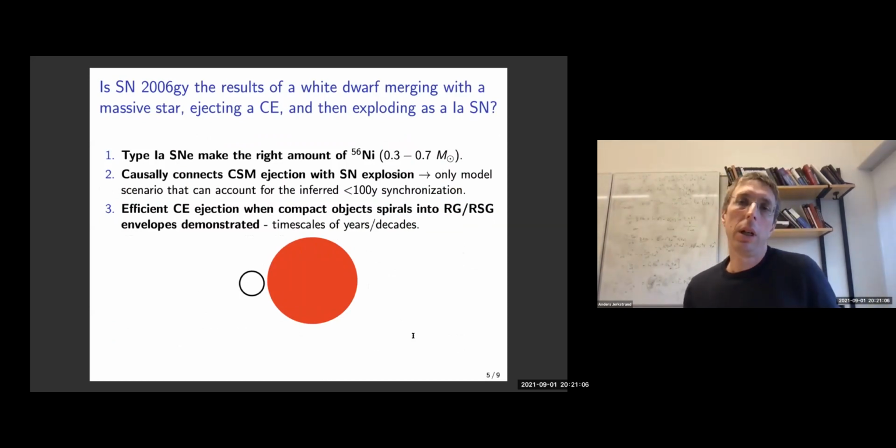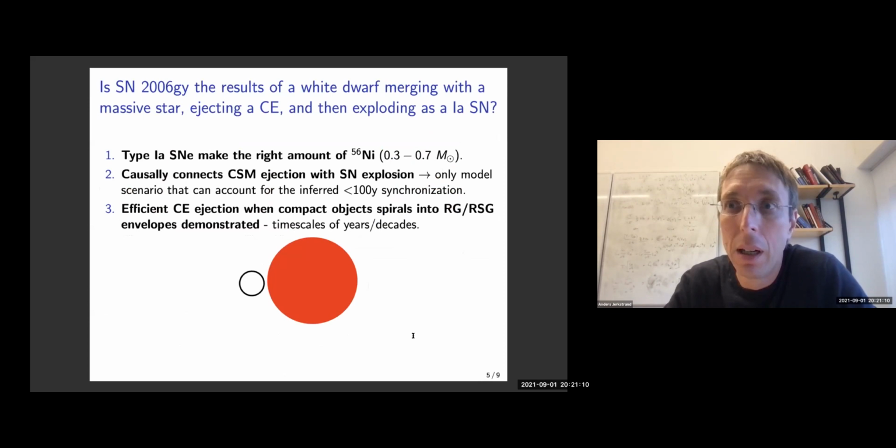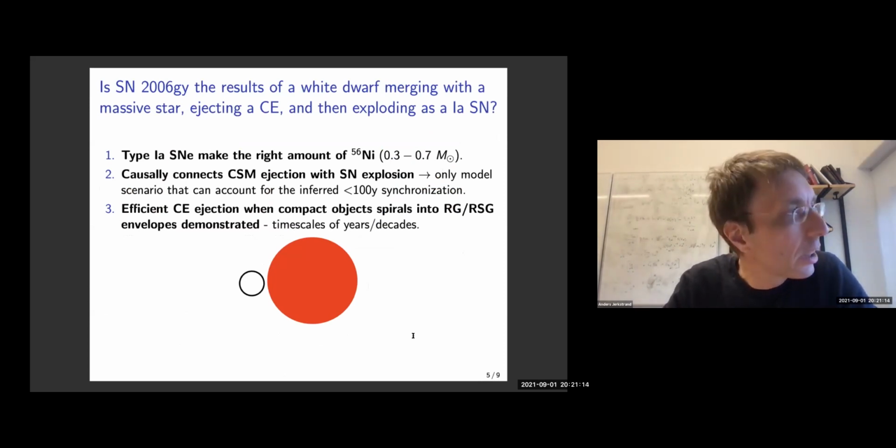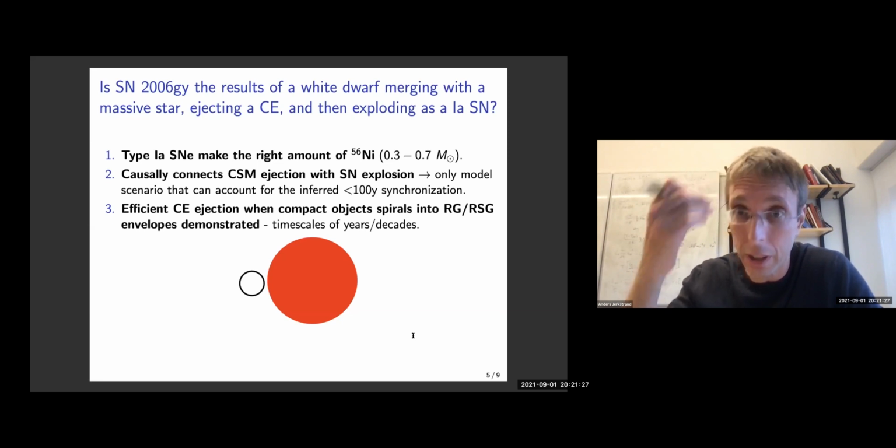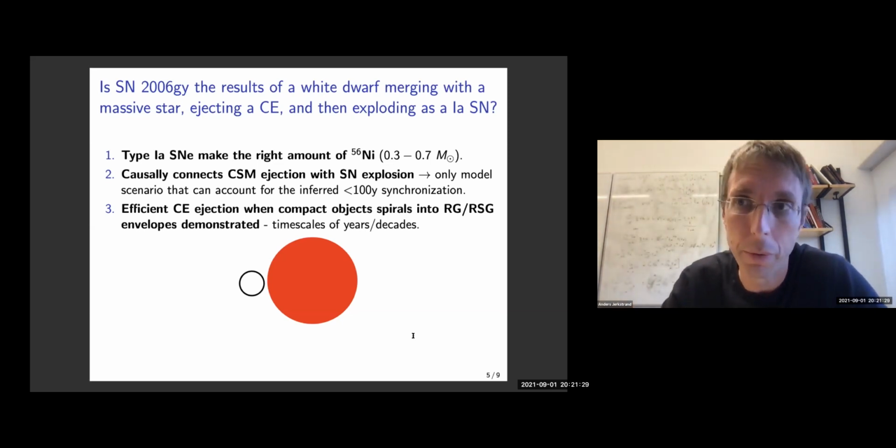So we took the bold step to think a bit outside the box here and said, are we actually looking at a massive star? Or is this actually a Type Ia supernova? As you recall from the first slide, a Type Ia supernova makes half a solar mass of iron, and that's exactly what we need here from the new identification of these iron lines.